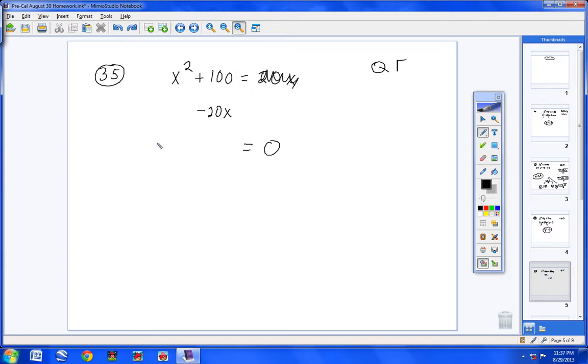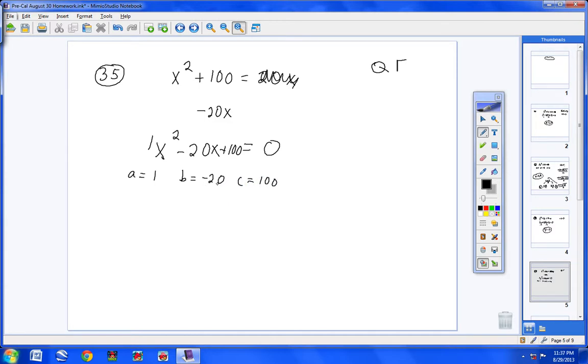So what you do is you just write them in order. X squared first, and then your x term next, and then your constant term last. And you know why I did that? Now I'm ready to use the quadratic formula. There's a 1 right here. So we know a equals 1. We know b equals a negative 20. And we know c equals 100.